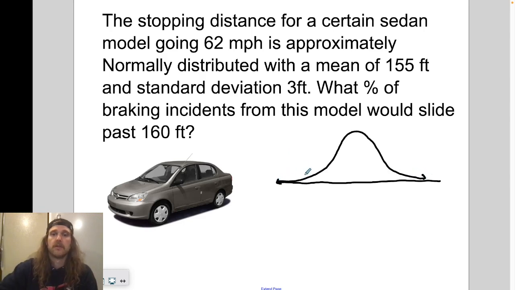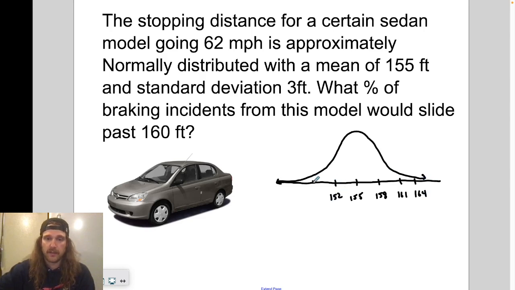Okay, like that. We need to label our axis. So 155 is right here. And then every standard deviation up that we go, like so, we're going to add 3. So that'll be 158, 161, and 164. Whatever, you probably don't even need that one. And then going down this way, subtracting 3, 152, man, I'm really tired, 149, so on and so forth.